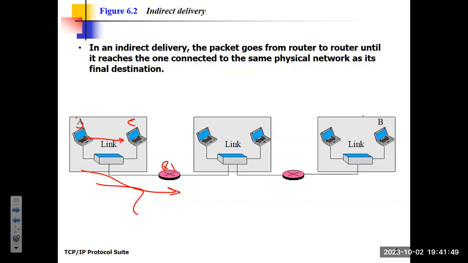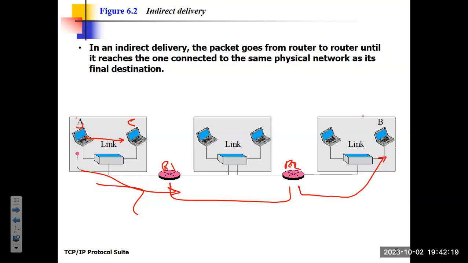Indirect. Why? Because R1 is not the final destination. So that's indirect. If I'm sending something from R1 to R2, direct or indirect? Indirect, for sure. Now, if I want to send something from R2 to host B, is it direct or indirect? It's direct because it's going from the last router to the destination.